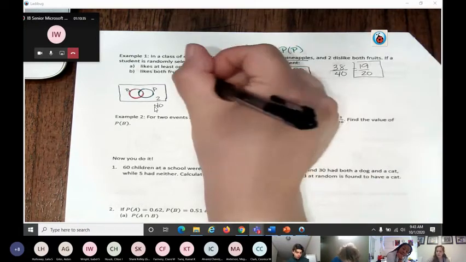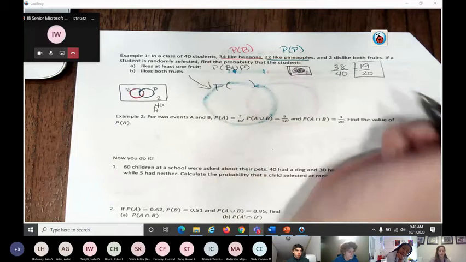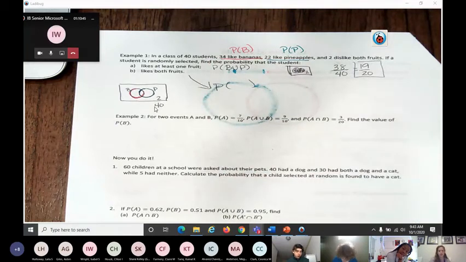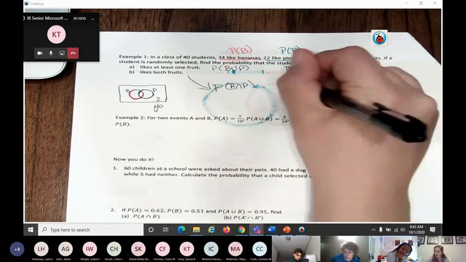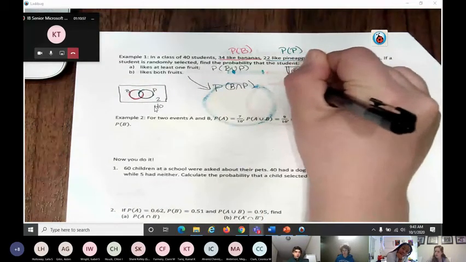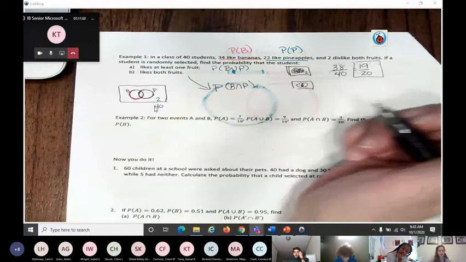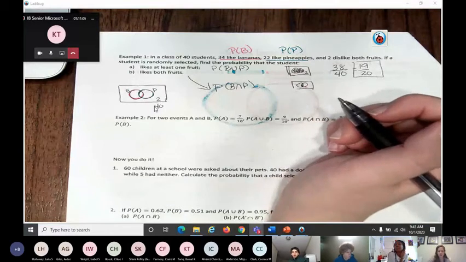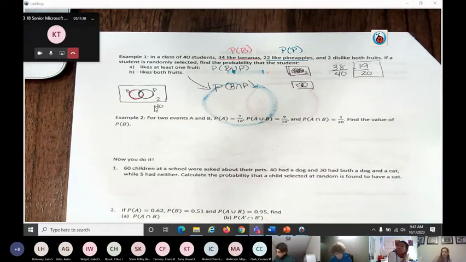Now, likes both fruits, what does that mean? This is going to be the probability of what? Of where they intersect. Yeah, where they intersect. So B intersect P. Okay, and I'm going to draw this out. So the intersection is that little guy, right? And so to find the intersection, how can we use the formula on the front to find this intersection?